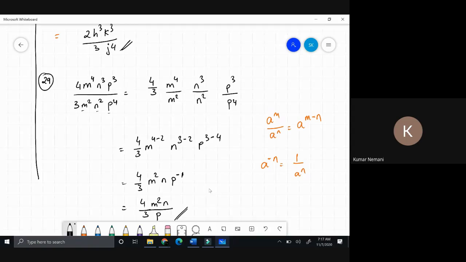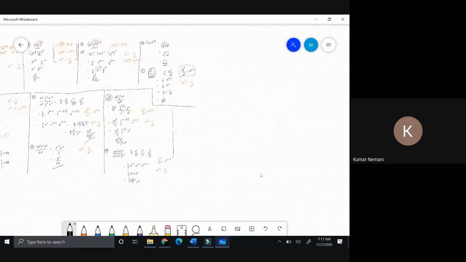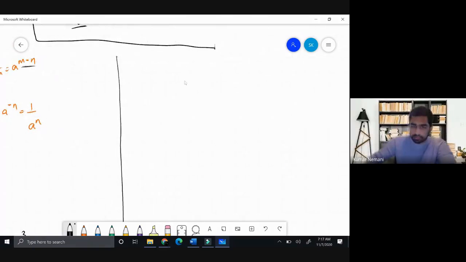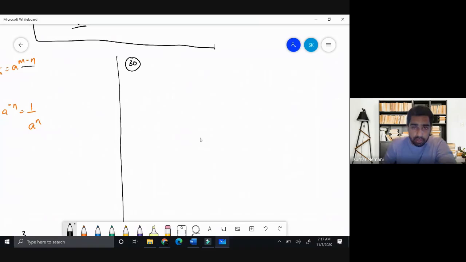So now let us solve the last problem. Three x cube y power negative 1 z power negative 1. In the numerator we have 3x cube y power negative 1 z power negative 1. By seeing this only, y and z are going to the denominator to make them positive.